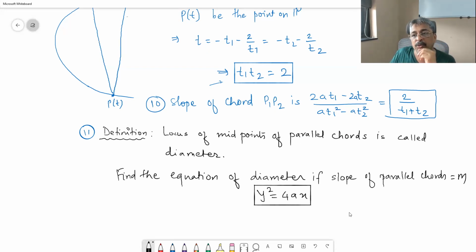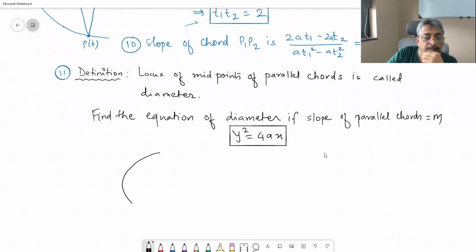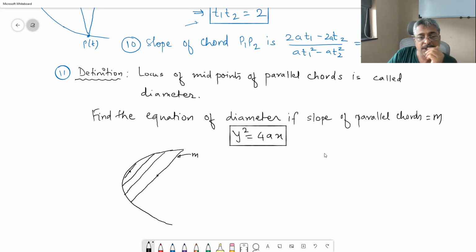Parabola is y square is equal to 4ax. Okay, so let me just explain what you are supposed to find out. We have a parabola, and if you happen to draw chords of slope m, there will be infinitely many chords, right? And if you try to join the midpoints, then you will get the locus of midpoints, that will have some equation. Find the locus and the equation of the midpoints of parallel chords having slope m.